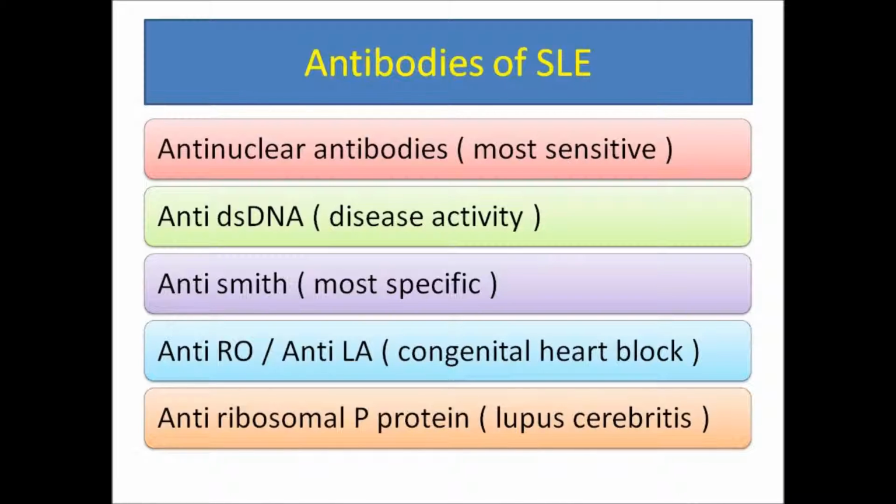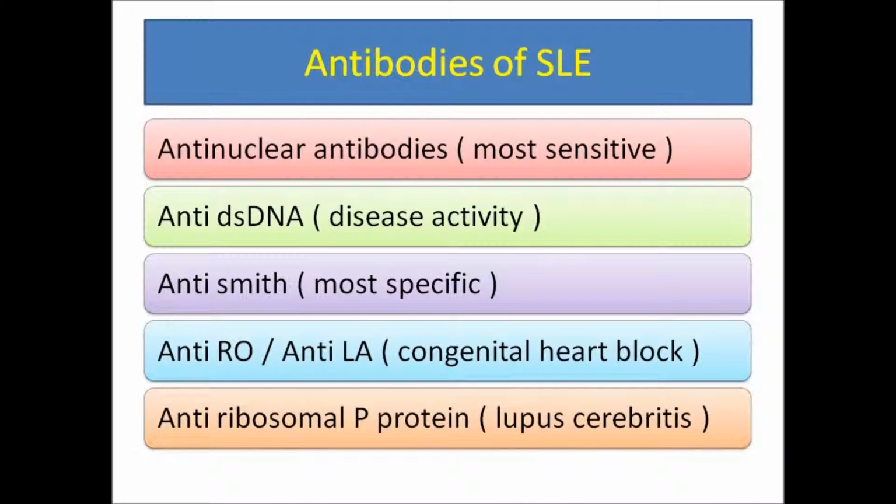We have the anti-Smith antibody, and this is the most specific test. But it has low sensitivity, 20 to 30%. But if we are asked what is the most specific test for SLE, it is the anti-Smith antibody.